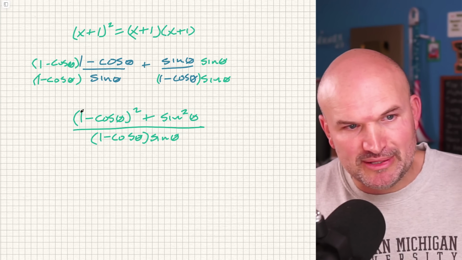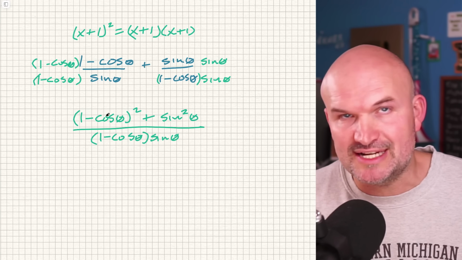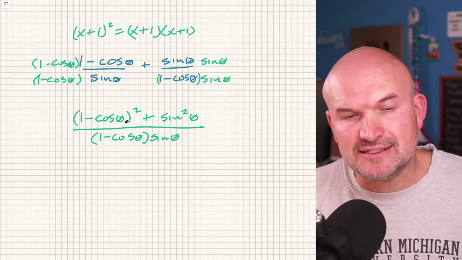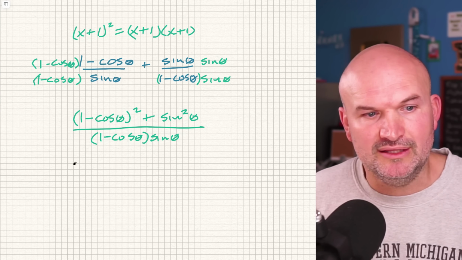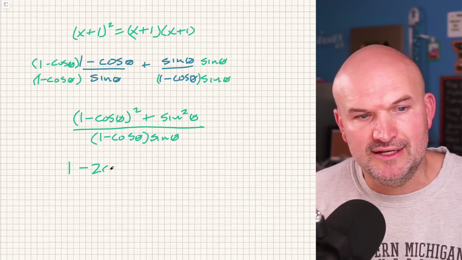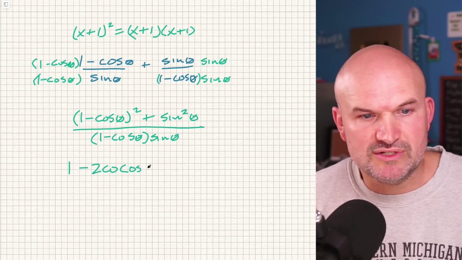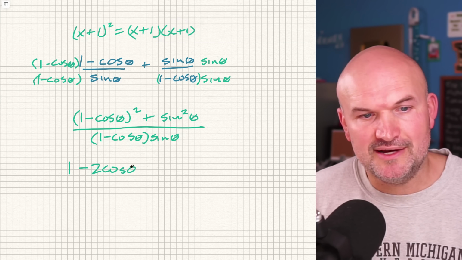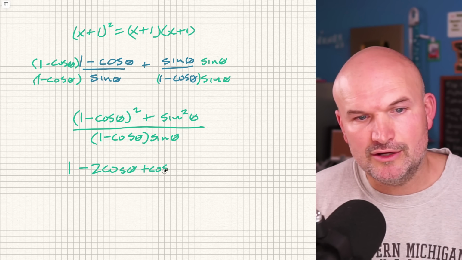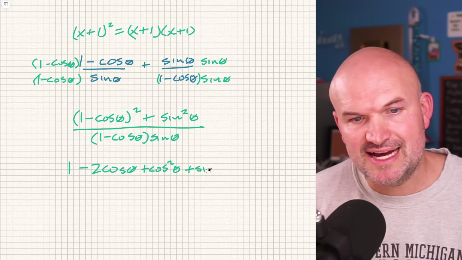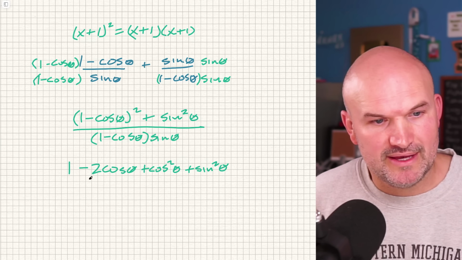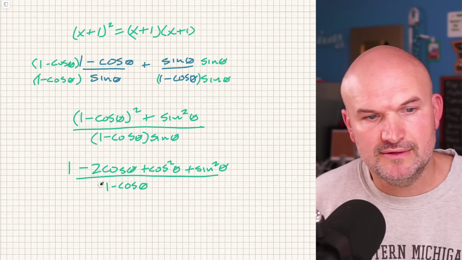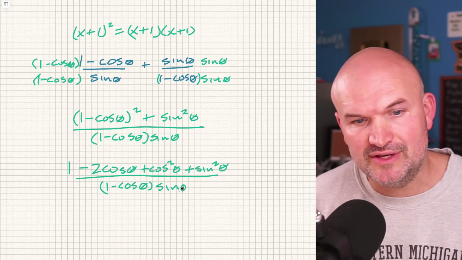Two things. Do not distribute the square. This is not 1 squared minus cosine squared. Don't do that. Either multiply it out using distributive property or FOIL, or recognize it's a perfect square trinomial, and you can easily expand it in your head to 1 minus 2 cosine of theta, and then plus a cosine squared of theta, and then plus a sine squared of theta. Okay, and then again, this is going to be all over my common denominator, 1 minus a cosine of theta, parentheses, times a sine of theta.